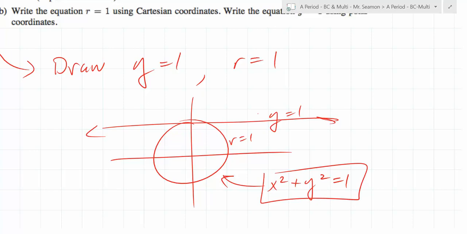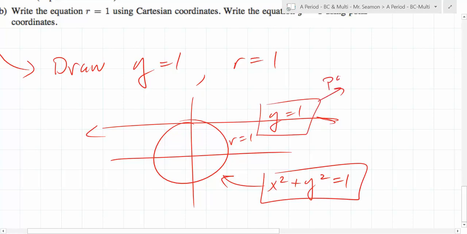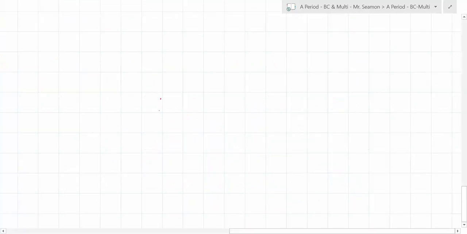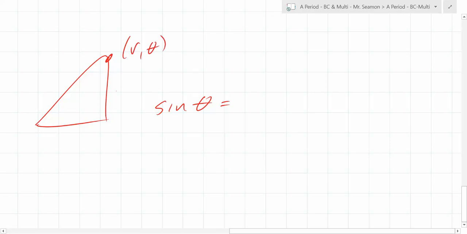Here's the fun question, though. We have this right here in Cartesian. What do I want it in? Polar. You have 30 seconds. Tell me what the polar equation is. Here's your point right here. It was r, theta, right? This was y and this was x. What was sine of theta?